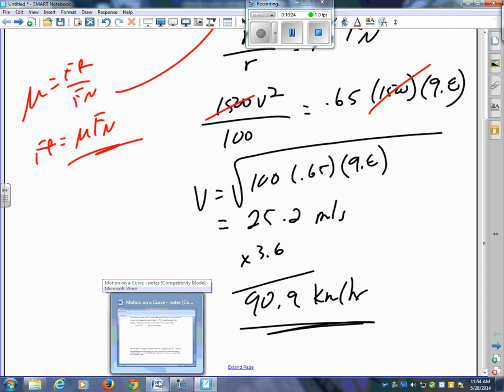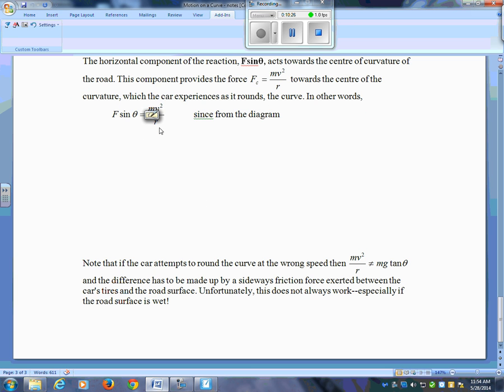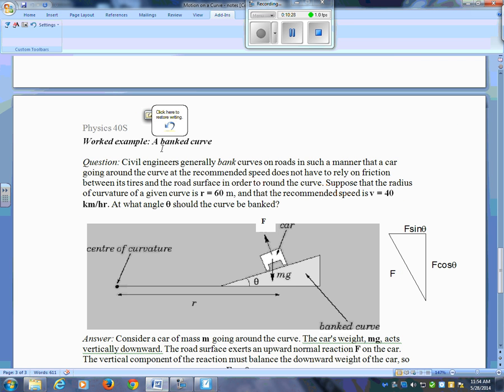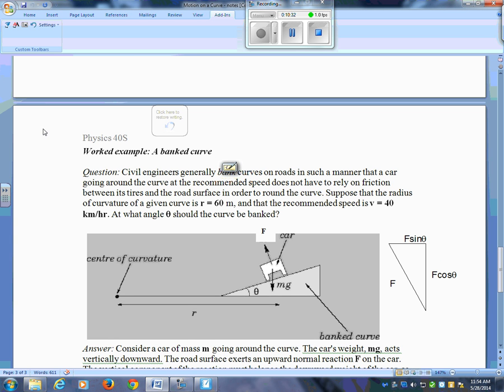Okay. Let's talk now about banked curves. Banked curves are a little bit more confusing. What about a race car? Well, that's the banked curve one. We'll do the example, and then you're going to try that one. So, go back to this one here. It needs to be reorganized a bit.